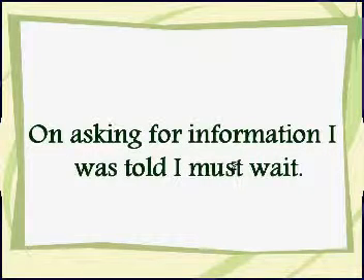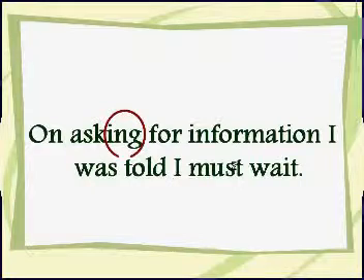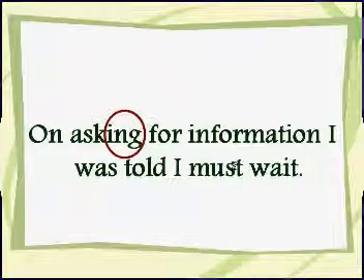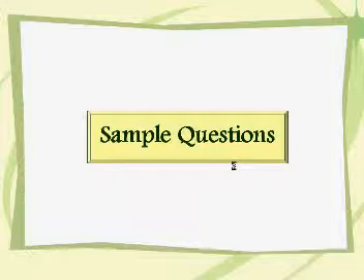On asking for information, I was told I must wait. But what is the meaning of on, by the way? Some of you may not know the meaning of the word on here. On here means immediately after. So in a way, it means after. After asking for information, I was told I must wait. So asking here, of course, we have to put -ing at the end of the verb. Very simple, by the way.